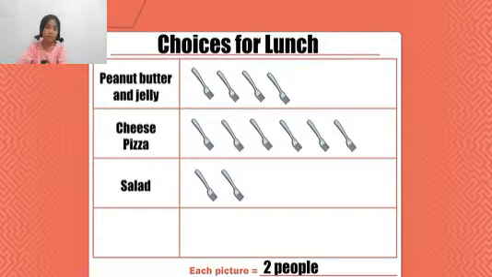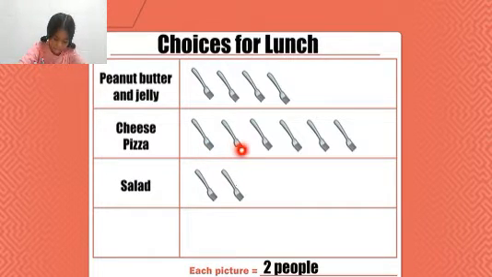Now let's look at our cheese pizza. Each fork represents how many people, class? 2. So count by 2s with me. Let's start here at the first fork. Ready? 2, 4, 6, 8, 10, 12. Good. So according to our tally marks, we did have 12 people who voted for cheese pizza. Now let's look at the salad. You see 2 forks, but how many people voted for the salad, Arthur? 4, because each fork represents 2 people.